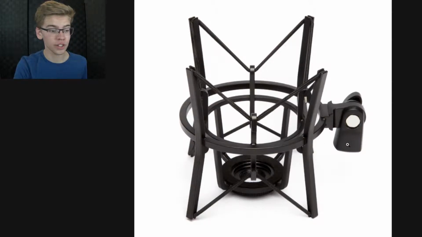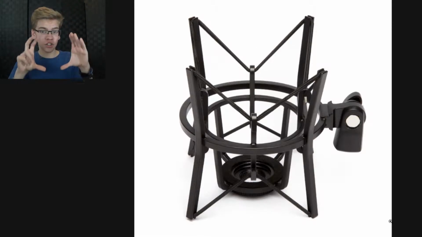So it attaches here, and what this is, you have this outer ring, which is connected straight to it, and then you have this inner ring, which the mic sits in. This inner ring is connected by rubber bands to the outer ring, so it can just shift around, meaning that if there's any sort of shock on the outside, it's not going to send the sound into the mic.